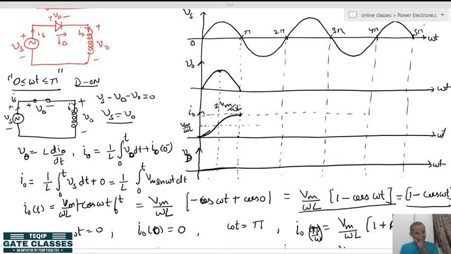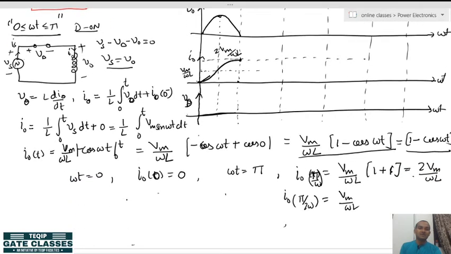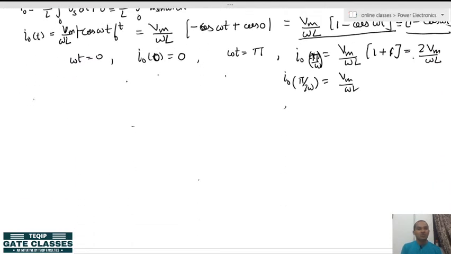Now moving on to the next step, that is from pi to 2 pi. What will be the circuit condition? When we talk about pi to 2 pi, we will see what the circuit condition is. In that case, the supply is reverse biased.